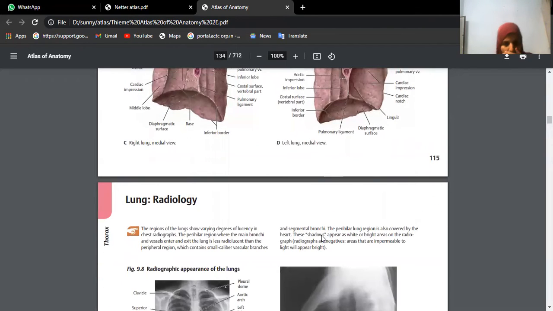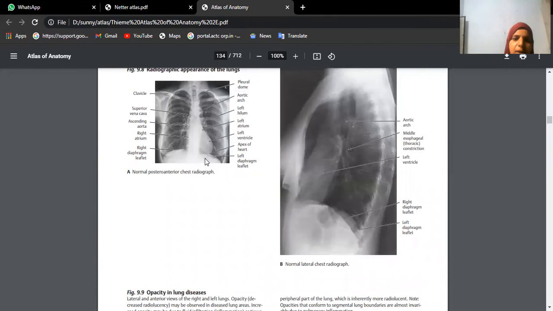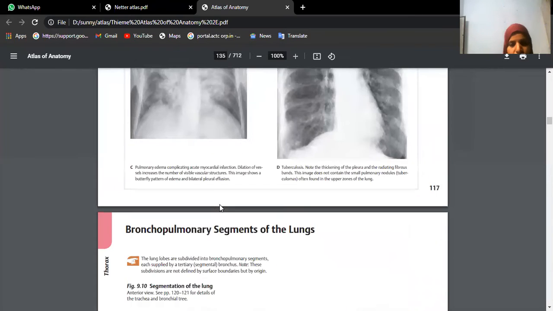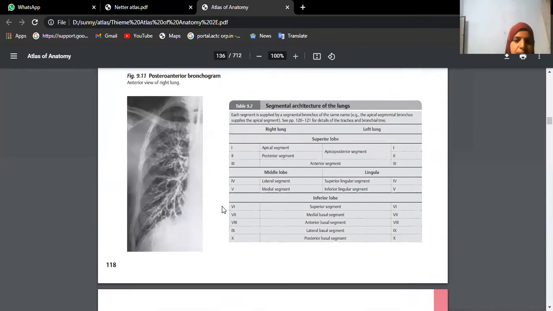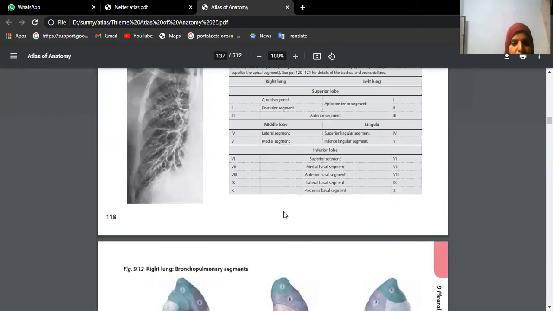In the chest X-ray, lungs will be radiolucent. That means light rays are just passing. They are not absorbed as you find with heart. Anyhow, radiology we will discuss later. And bronchopulmonary segments are basically important theoretically.